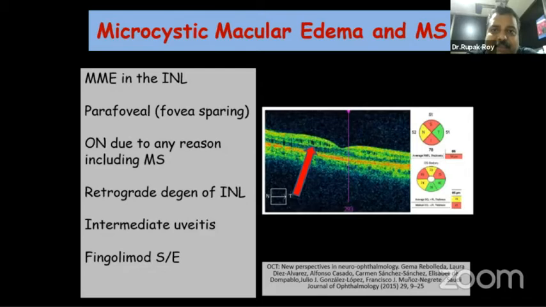Microcystic macular edema is another interesting finding in cases of multiple sclerosis. It is notably seen in the inner nuclear layer, usually in the parafoveal region, in optic neuritis due to any reason, including MS. This is because of retrograde degeneration of the inner nuclear layer. It can also be seen in intermediate uveitis and as a side effect of fingolimod.